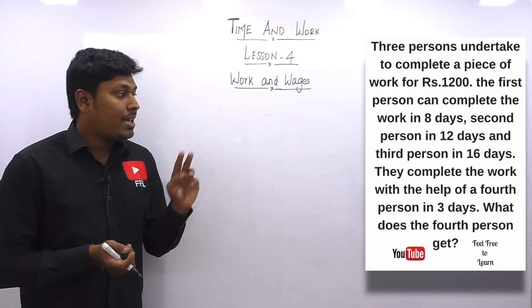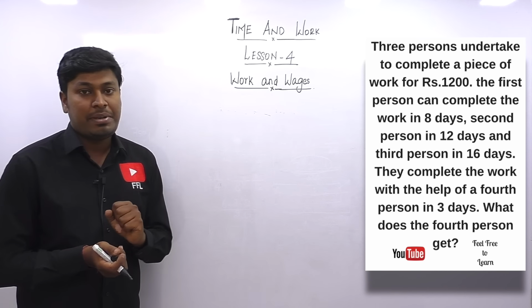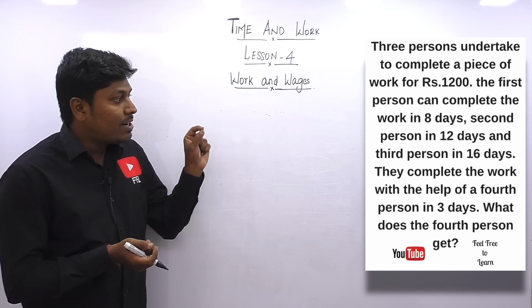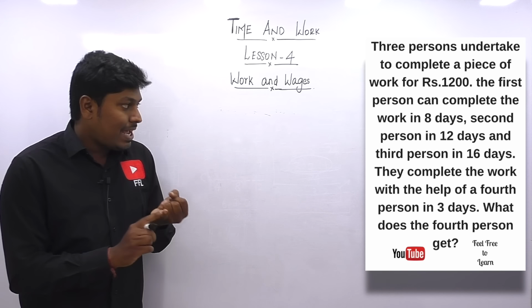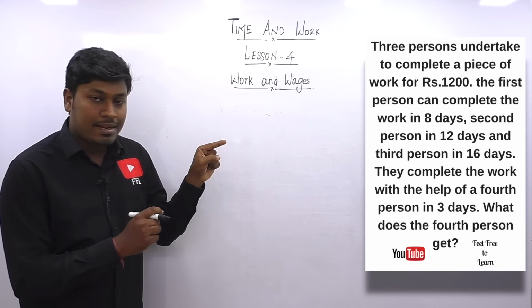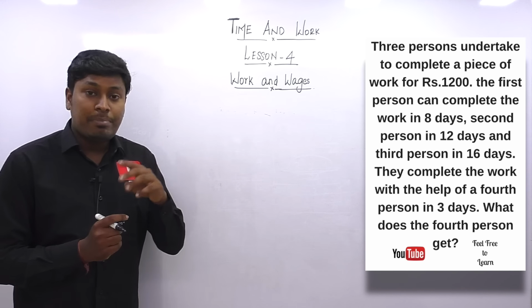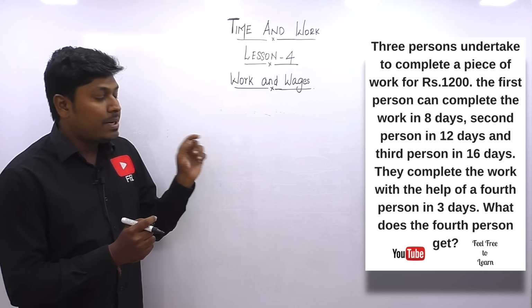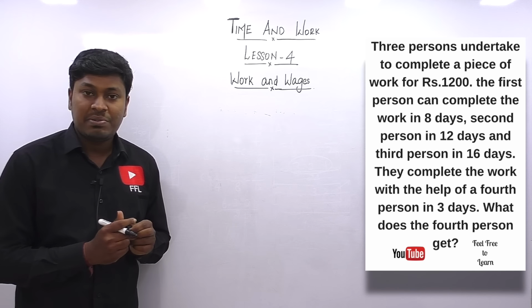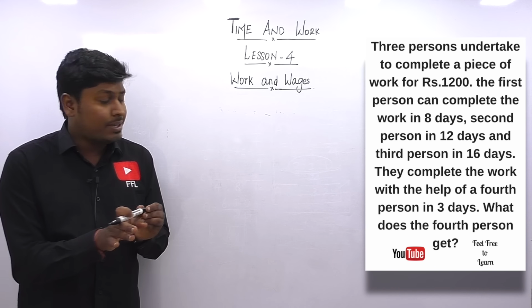Well, first of all, A, B, C, 3 persons undertook a piece of job. For how many rupees did they undertake it? For 1,200. So A alone can complete the job in 8 days, B alone in 12 days, and C alone in 16 days. With the help of the fourth person D, they complete the job in 3 days. So our target is to find the share of the fourth person.